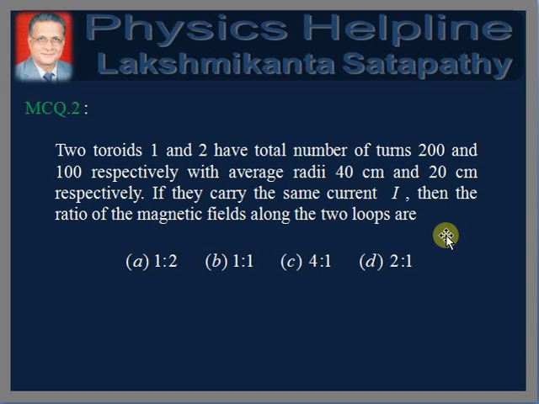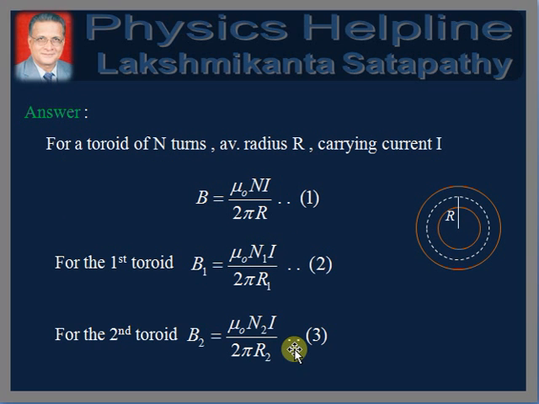We are required to find the ratio of the magnetic fields produced by these toroids along the two loops corresponding to the average radius. The options are given in the question. We are required to find the correct option. Now for the answer.